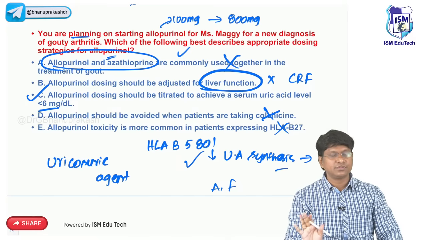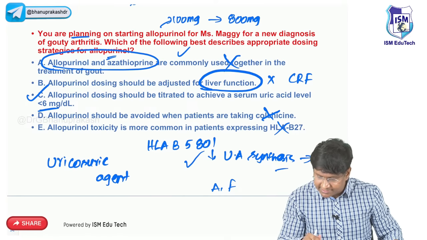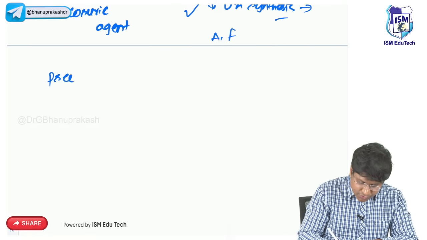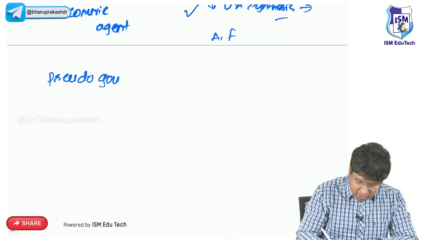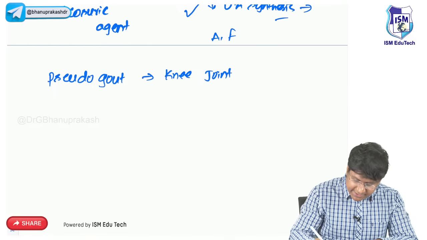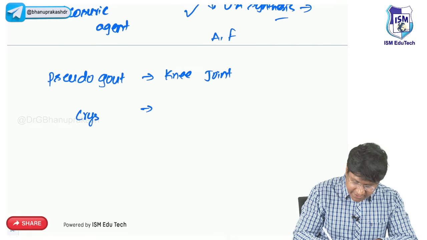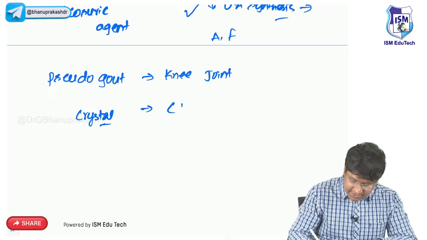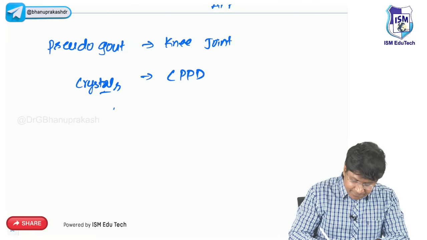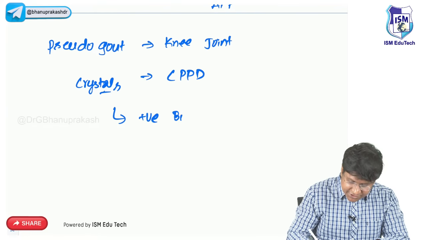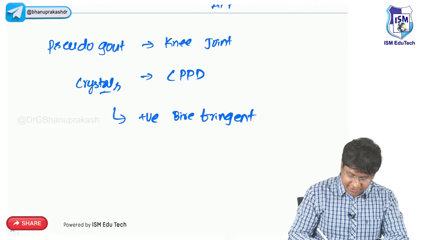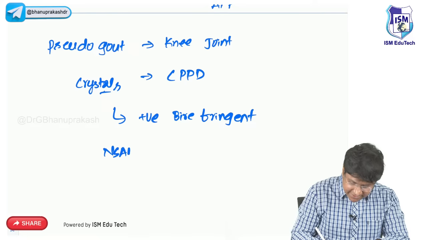Okay, so this is about the story related to gout or gouty arthritis. So with this, yeah, Himanshu, I'll teach you pseudo gout as well. In pseudo gout, the joint which is commonly affected is the knee joint, right? And the crystals which accumulate in pseudo gout are calcium pyrophosphate crystals, that is CPPD crystals. These crystals are positively birefringent, and the drug of choice will be the NSAIDs.